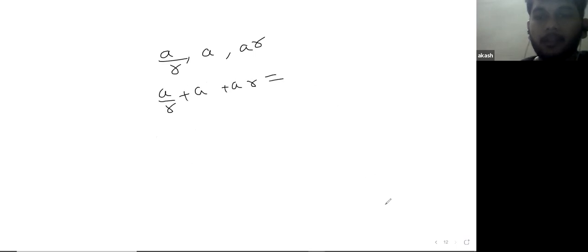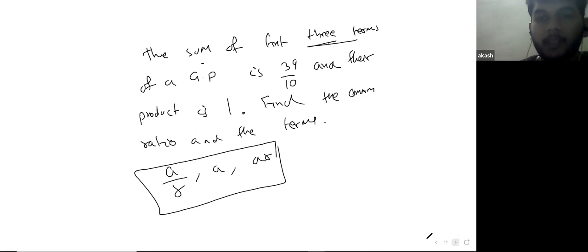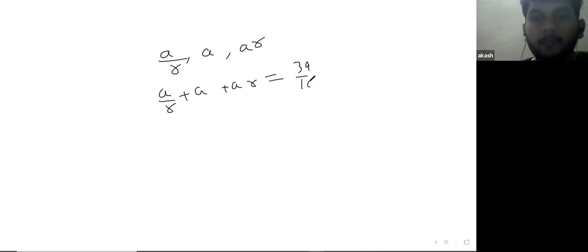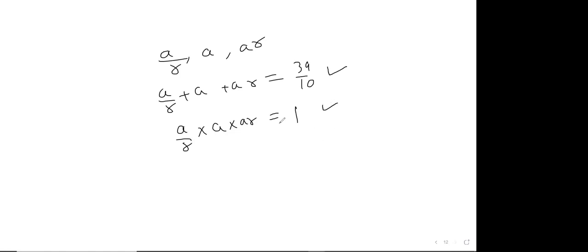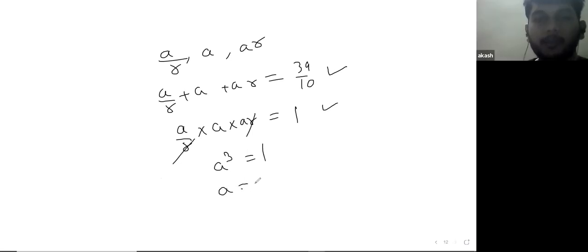Let's assume that the first number is a upon r, the second one is a, the third one is ar. They have said this is equal to 39 upon 10, and a upon r into a into ar equals 1. Are we clear with these two equations? So r and r cancel. We have a cube equals 1, that means a equals 1.